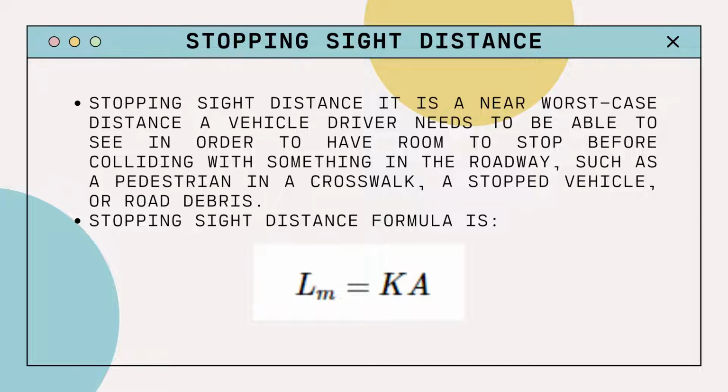AASHTO has several tables for sag and crest curves that recommend rates of curvature, or K, given a design speed or stopping sight distance. This rate of curvature can then be multiplied by the absolute slope change percentage, which is A, to find the recommended curve length, L. So AASHTO means American Association of State Highway and Transportation Officials.